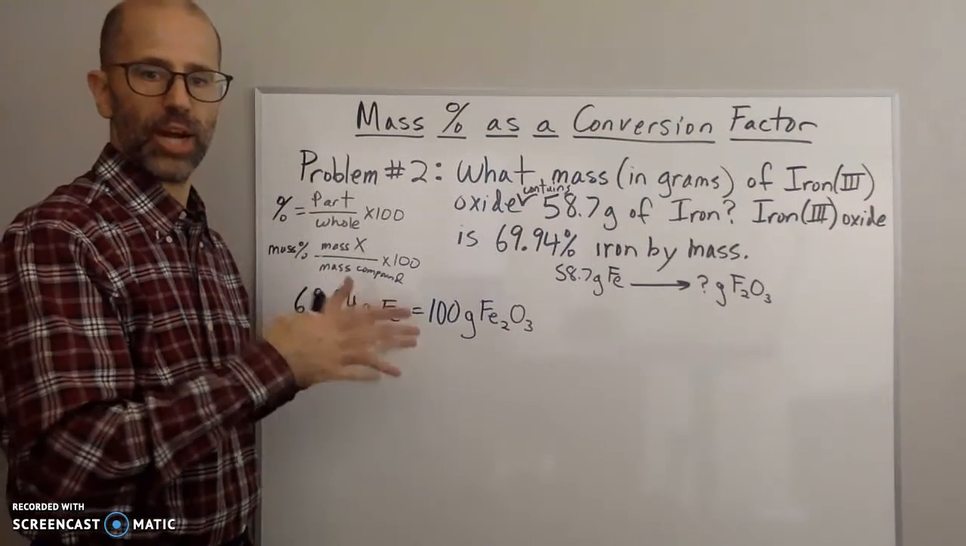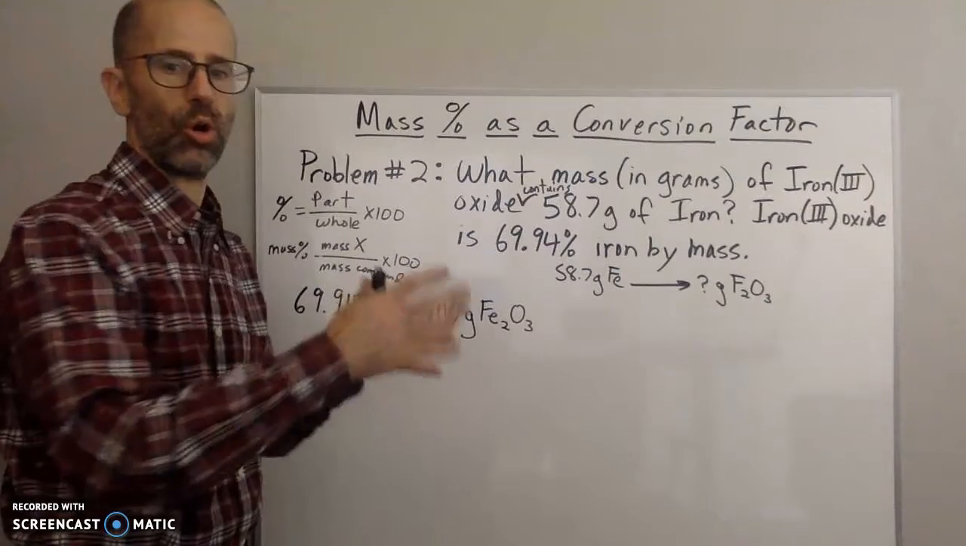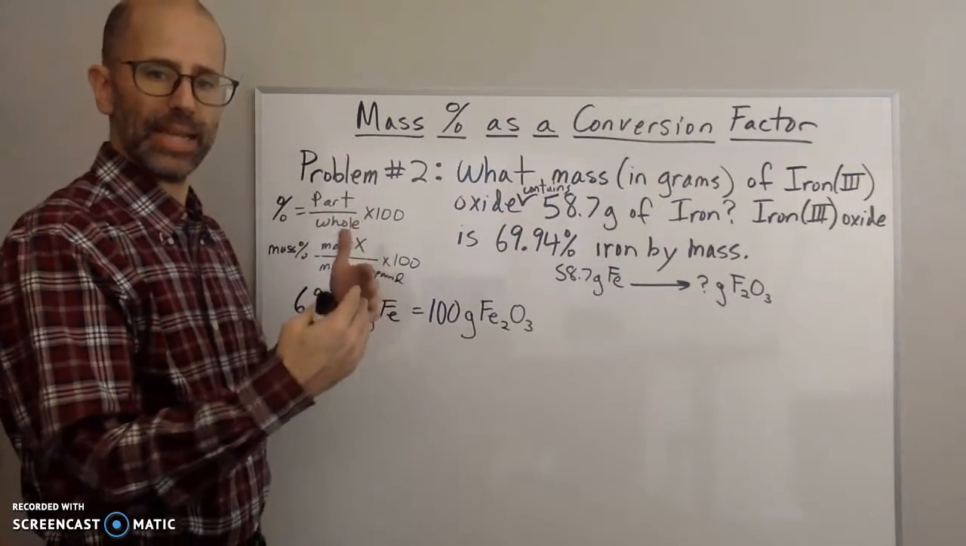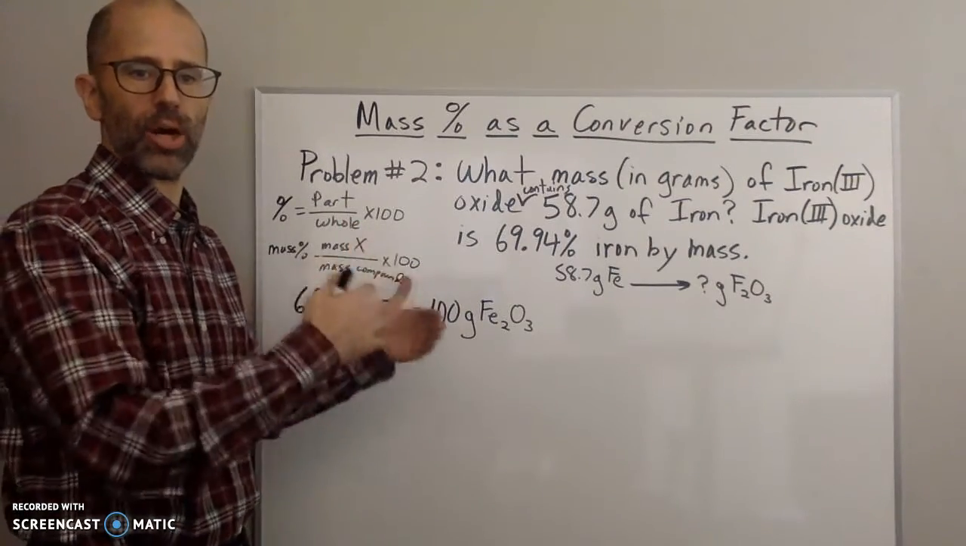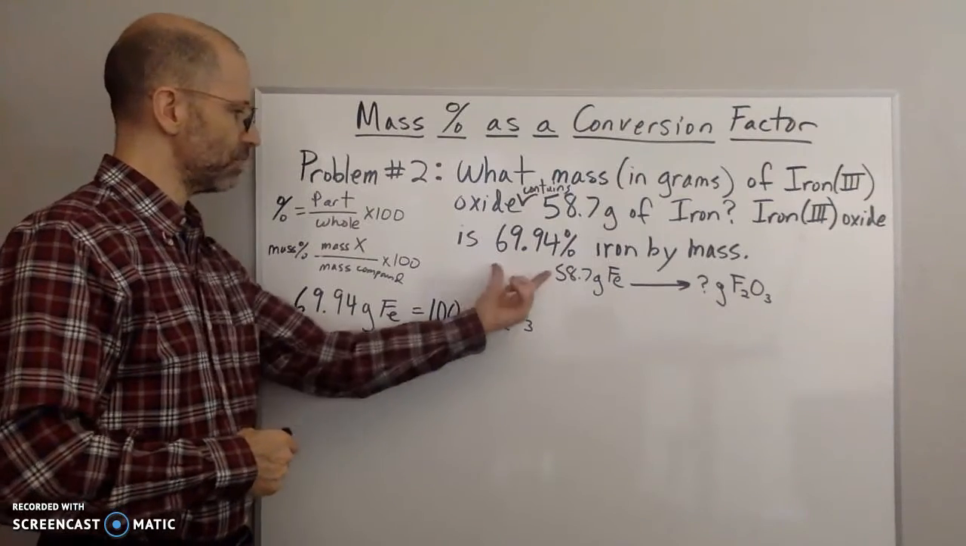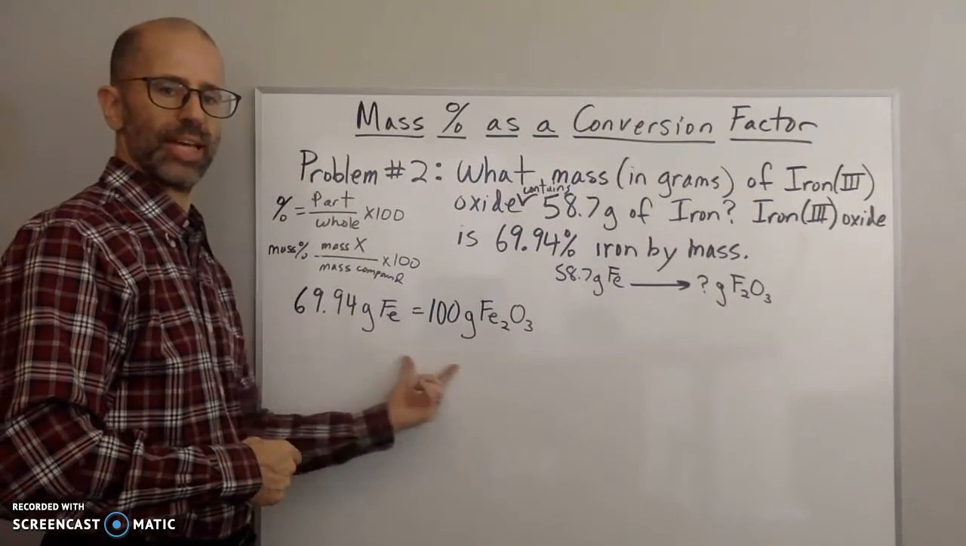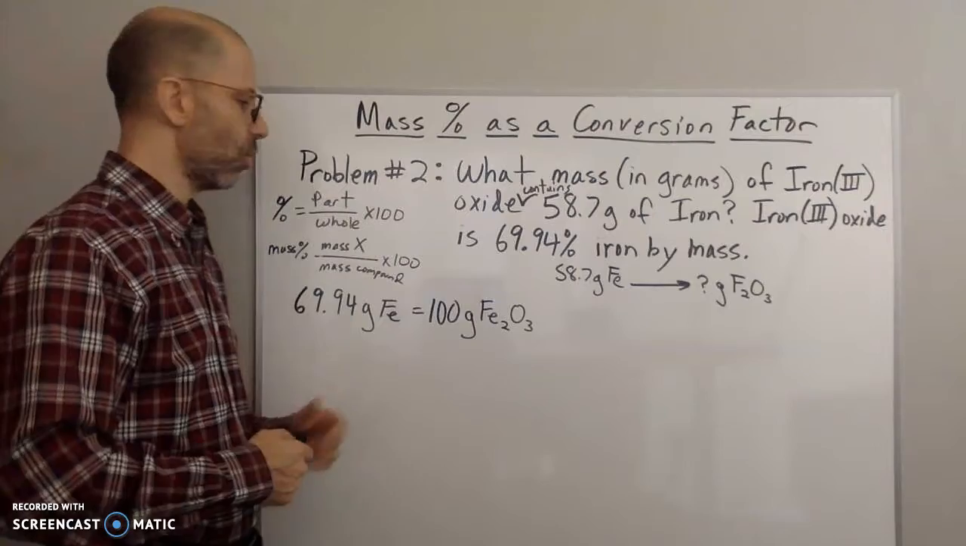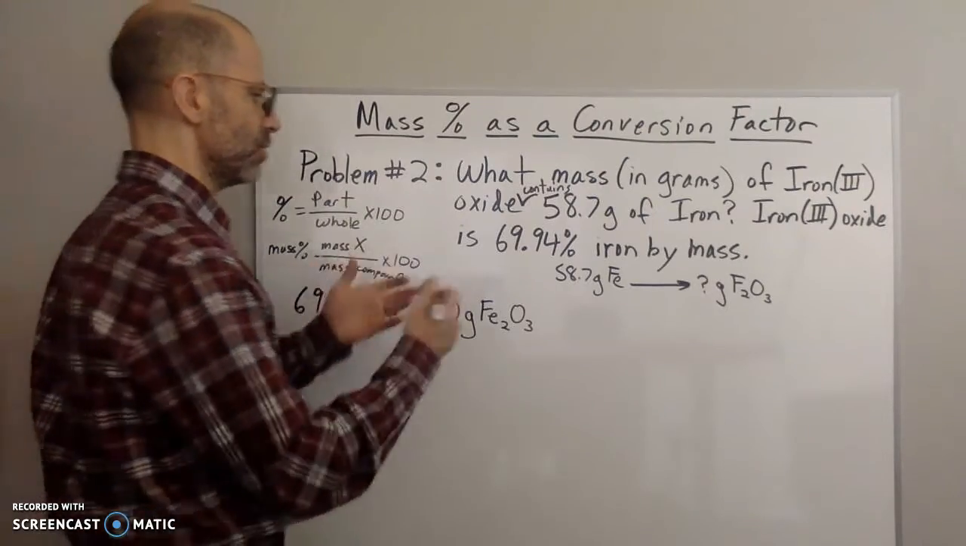So again, here we're going from the part to the whole, and so we need a relationship of part to whole in order to make that conversion. And that's what the percentage gives us. It gives us a relationship between part and whole. So now we can start our problem.